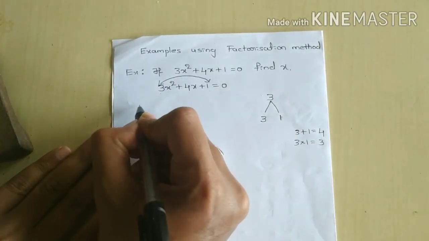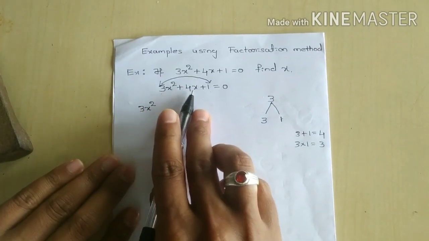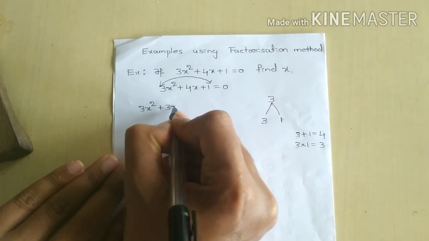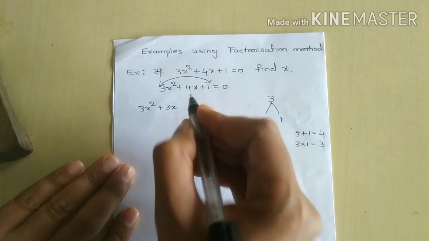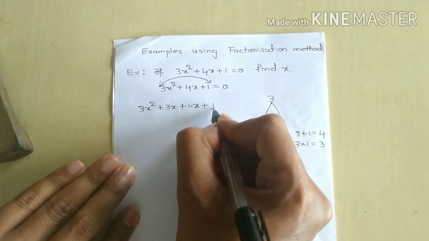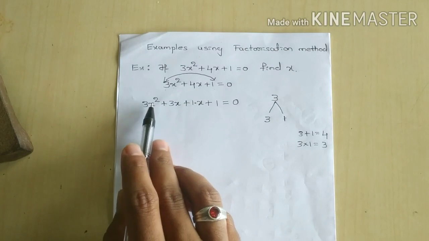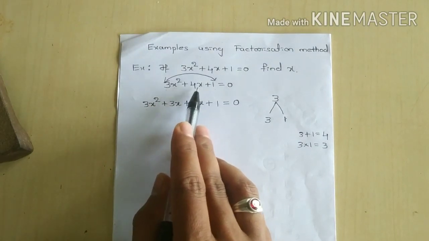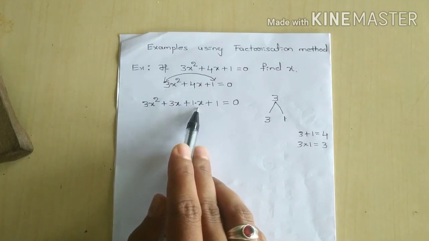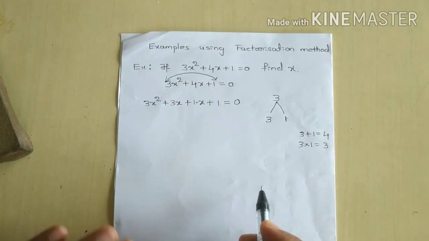So next step, replace. First, 3x², keep it as it is. Instead of writing 4x, you have to write 3x plus 1x, because 3x plus 1x is 4x. And the last plus 1, keep it as it is, equals 0.